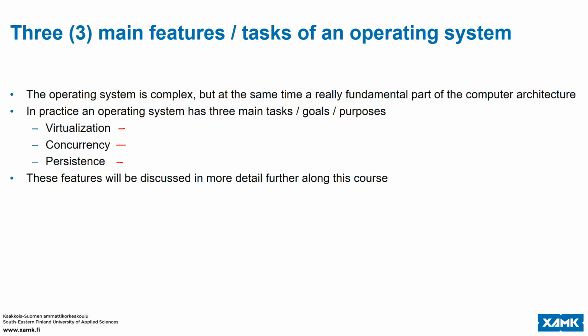Persistence is the third key main feature. Persistence in practice means some way of storing data, and usually this way is through a file system. We need to be able to have files on disk which we save in order to save our data. As said, these features will be discussed in more detail further along this course, but these are the main three things to remember in general.